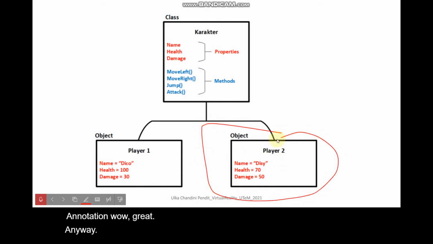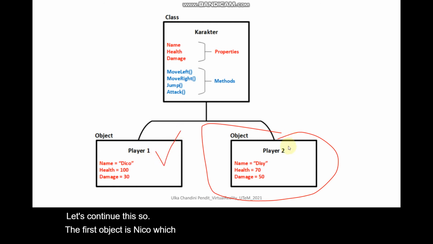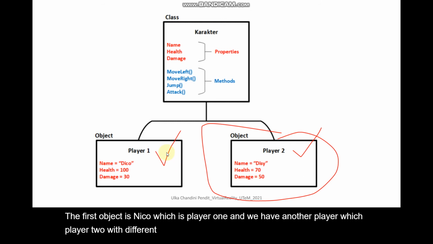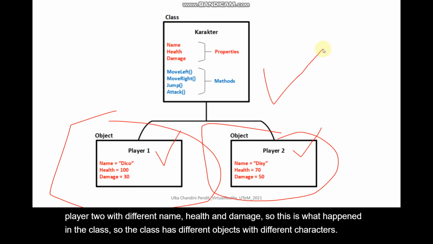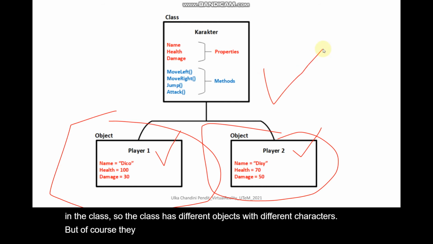Anyway, let's continue this. The first object is Deco, which is player 1, and we have another player, which is player 2, with a different name, health, and damage. So this is what happens in the class. The class has different objects with different characters, but of course they have the same methods.